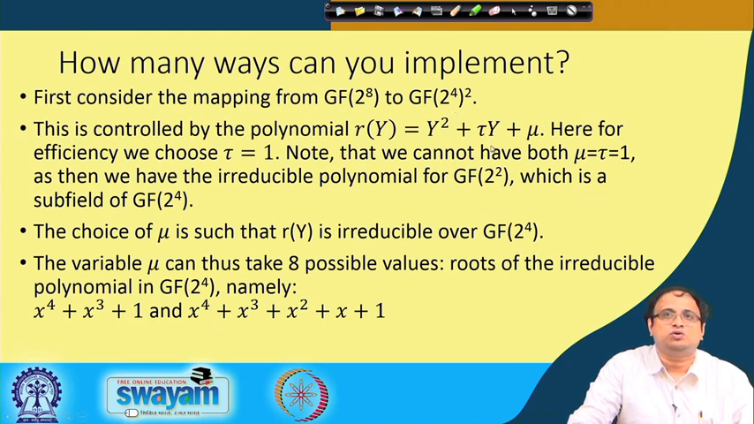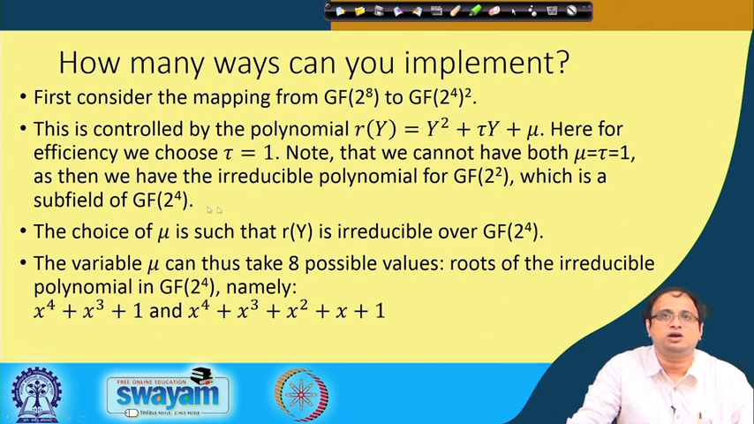Now, as we will be discussing, for efficiency we choose tau equal to 1, because you will see that this tau appears in many output equations. Therefore, to make it efficient, we fix tau equal to 1. Note that we cannot make both mu and tau 1, because then this turns out to be y squared plus y plus 1, and that is an irreducible polynomial for GF(2^2), which is actually a subfield of GF(2^4).